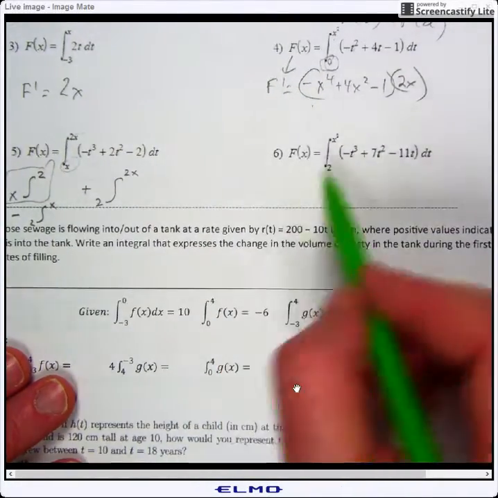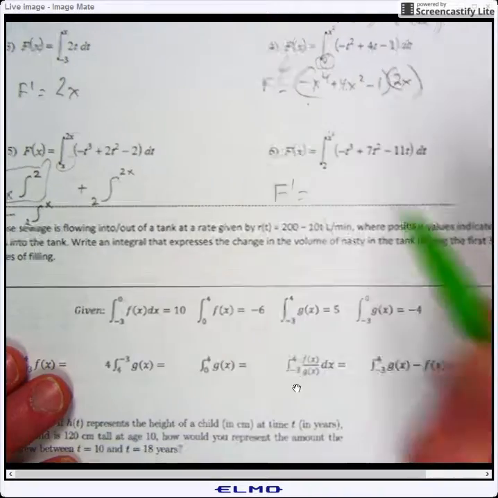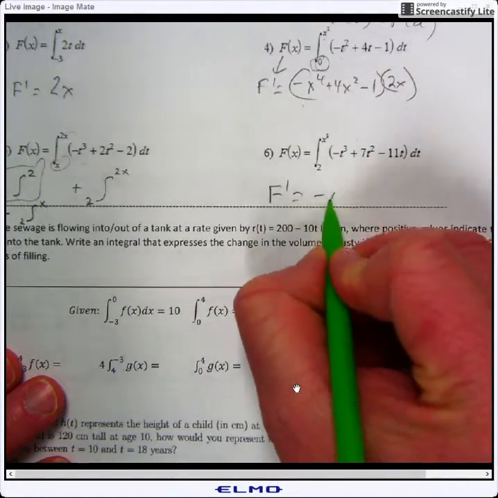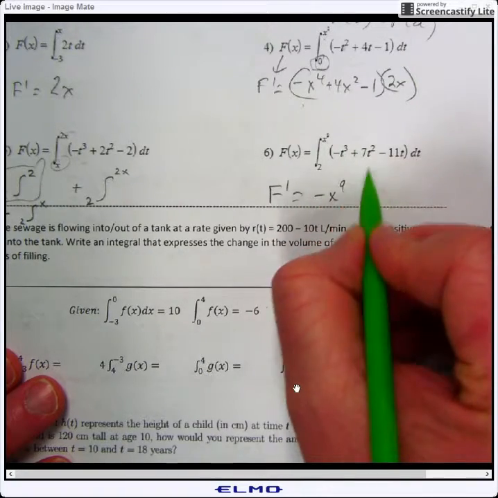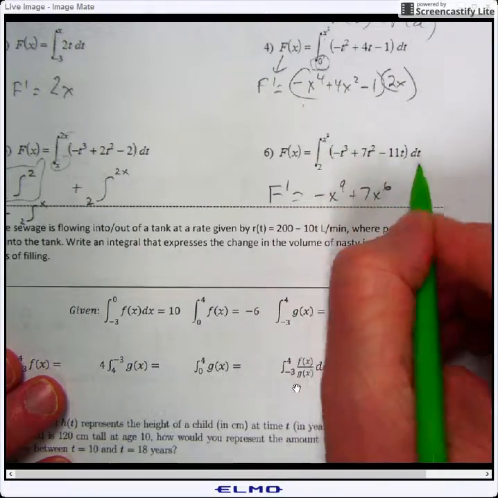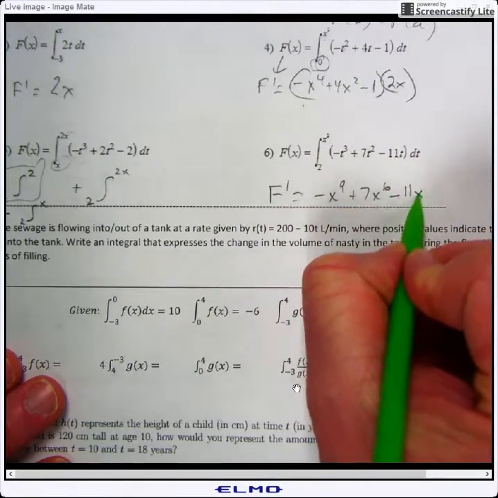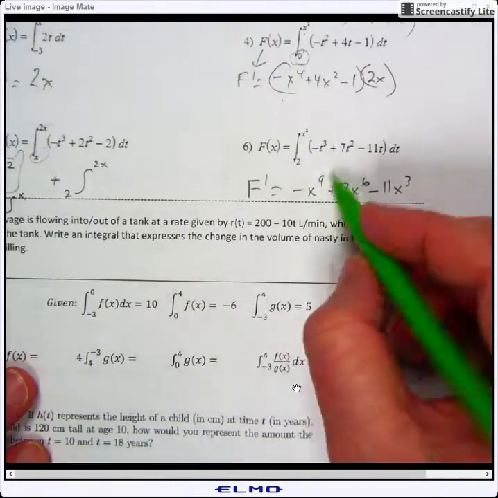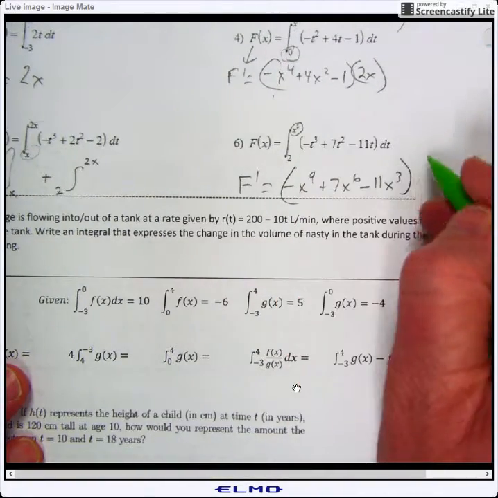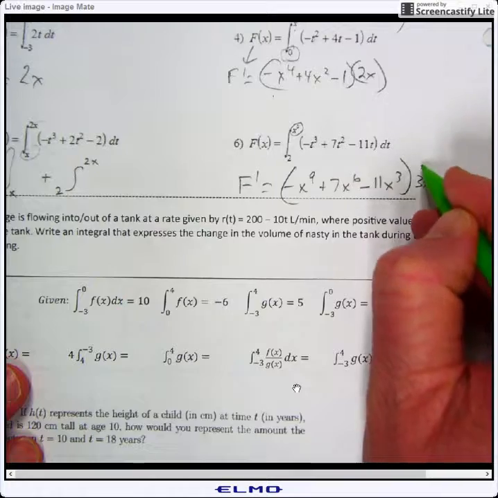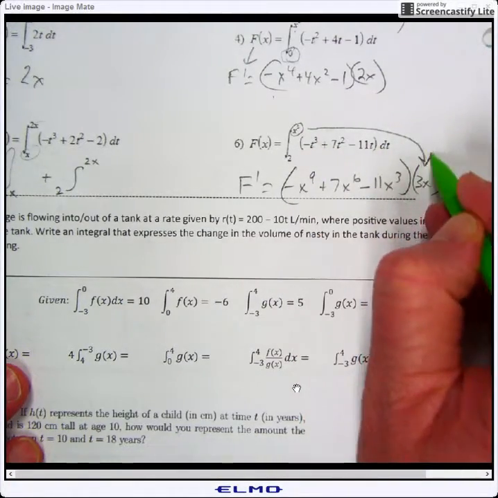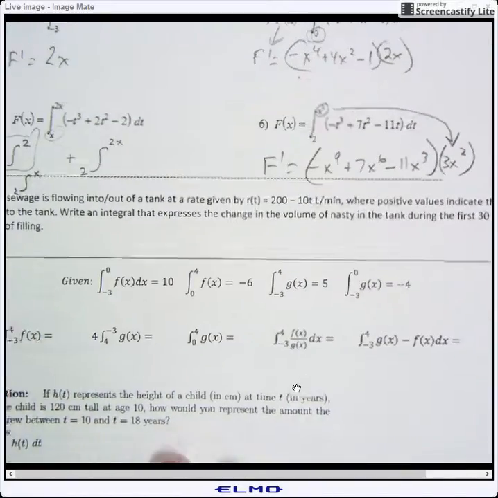I guarantee you these are faster if you're finding the derivative. Plug in x to the third. X to the third to the third is x to the ninth. 7x to the sixth. Minus 11x to the third. That is faster than integrating and plugging in. As long as you remember, I think that's an x to the third. That's what we're going with. As long as you remember to multiply by the derivative of that value here. And you can distribute through or not.